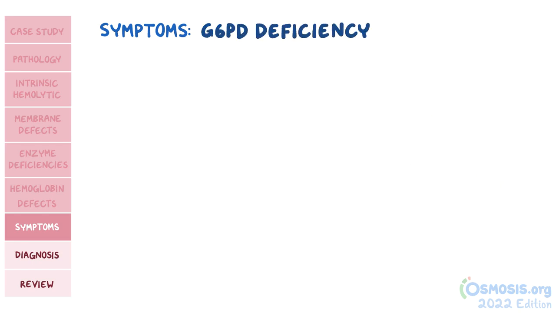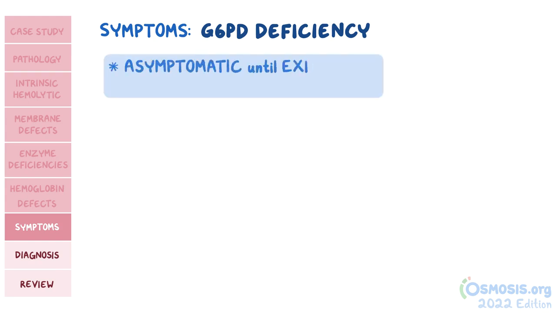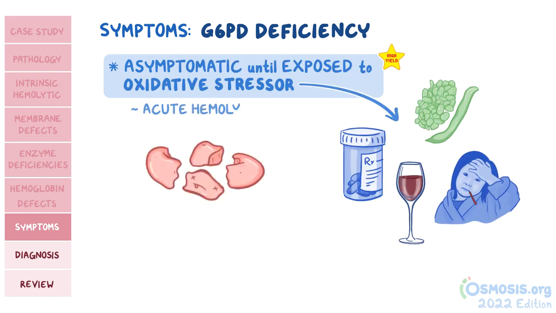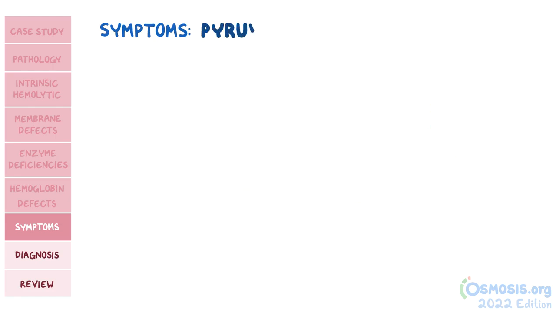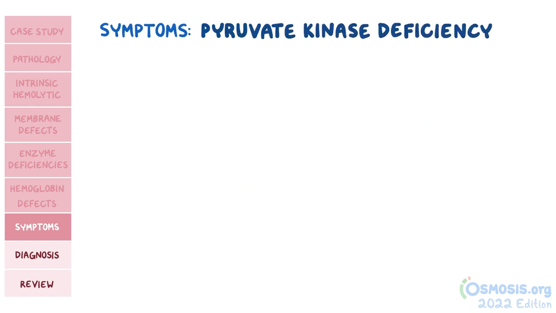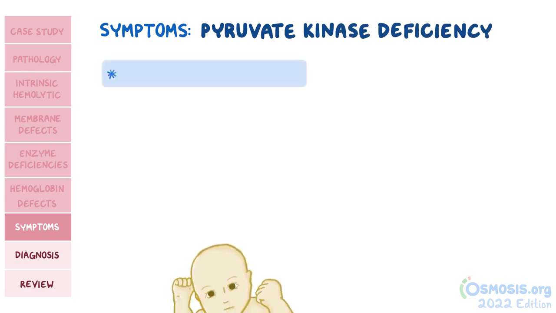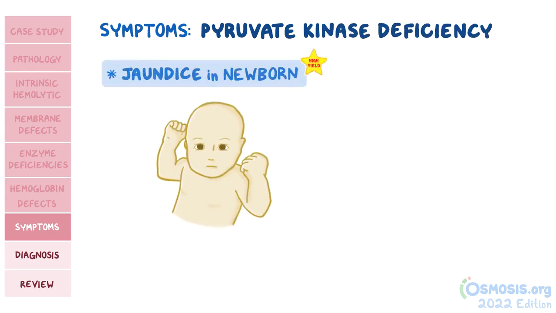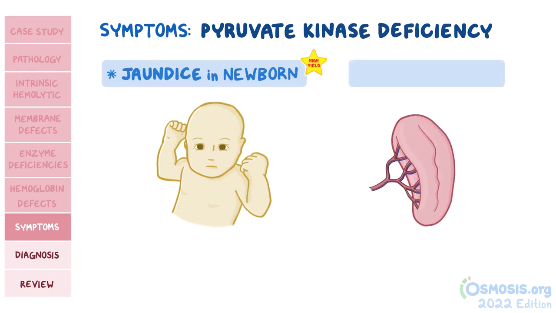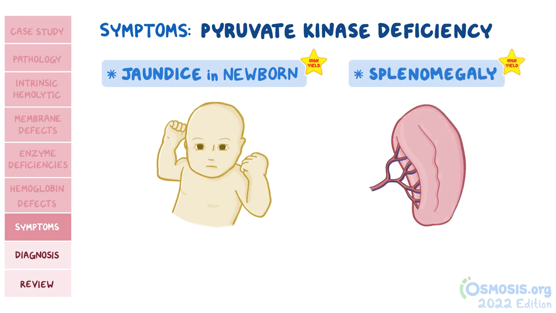For the test, remember that most of the patients with G6PD deficiency are completely asymptomatic until exposed to an oxidative stressor and develop symptoms of acute hemolysis and anemia. For pyruvate kinase deficiency, what you need to remember is that it typically presents with jaundice in a newborn, and since hemolysis is extravascular and occurs in the spleen, there's often splenomegaly.